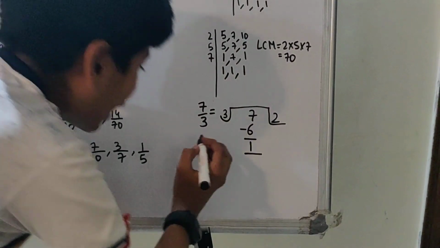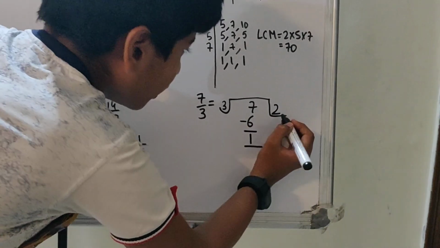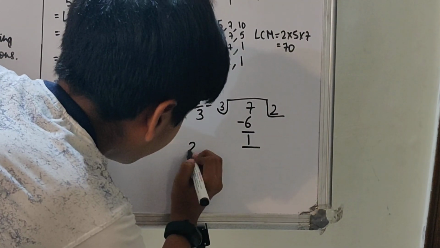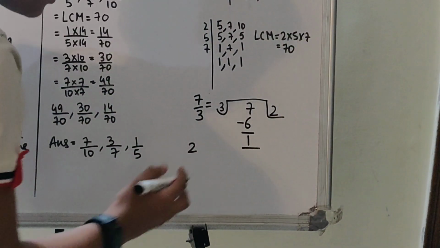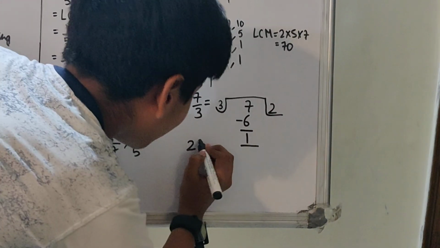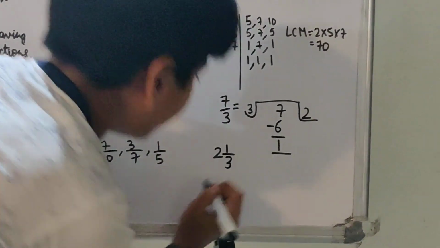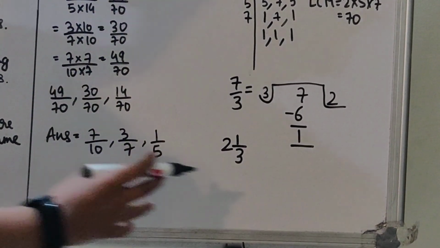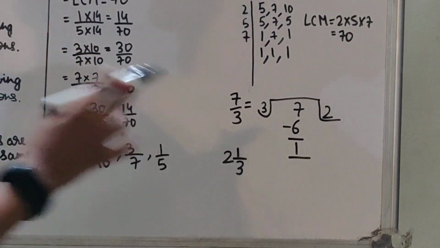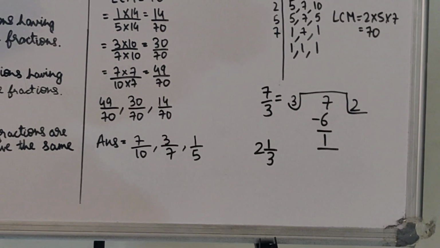And now to write in mixed fraction, the quotient will be written here and the remainder will be the numerator and the divisor will be the denominator. So we got the mixed fraction as 2 1/3. So it is that easy.